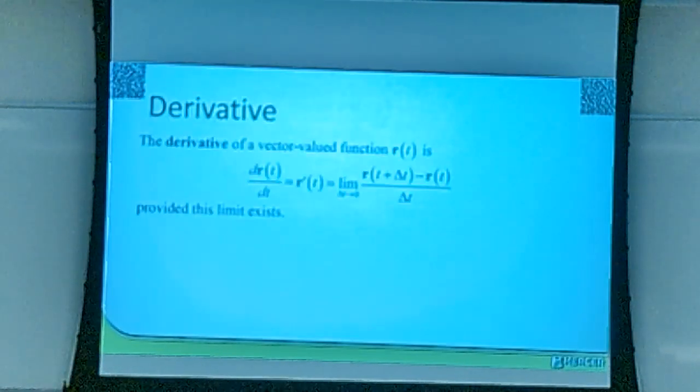Interpretation is slope of a tangent line or instantaneous rate of change. Well, what do we think the definition of the derivative of a vector is? It's the exact same thing, provided the limit exists.